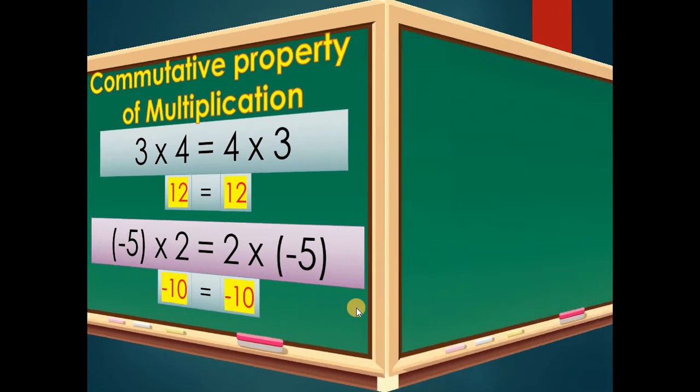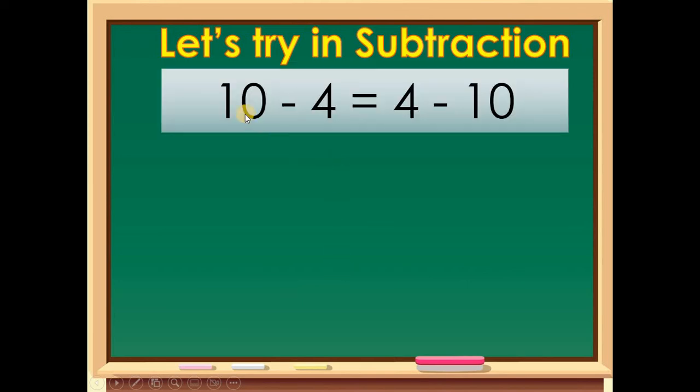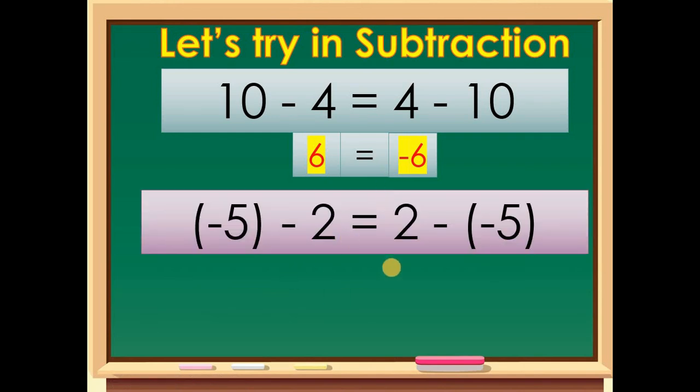Okay, so let's try subtraction. Tingnan natin itong subtraction kung pasok siya sa commutative. Ito, 10 minus 4 equals 4 minus 10. Binaliktad natin, so try natin. 10 minus 4 is 6, while this 4 minus 10 is equivalent to negative 6. So they are not equal. Parang hindi siya pasok sa commutative. Try natin, baka mag-iba.